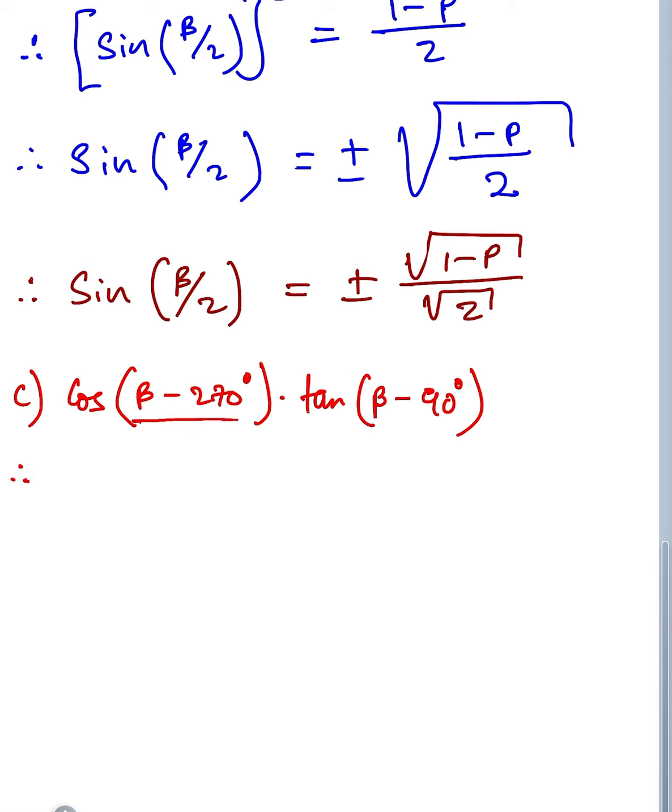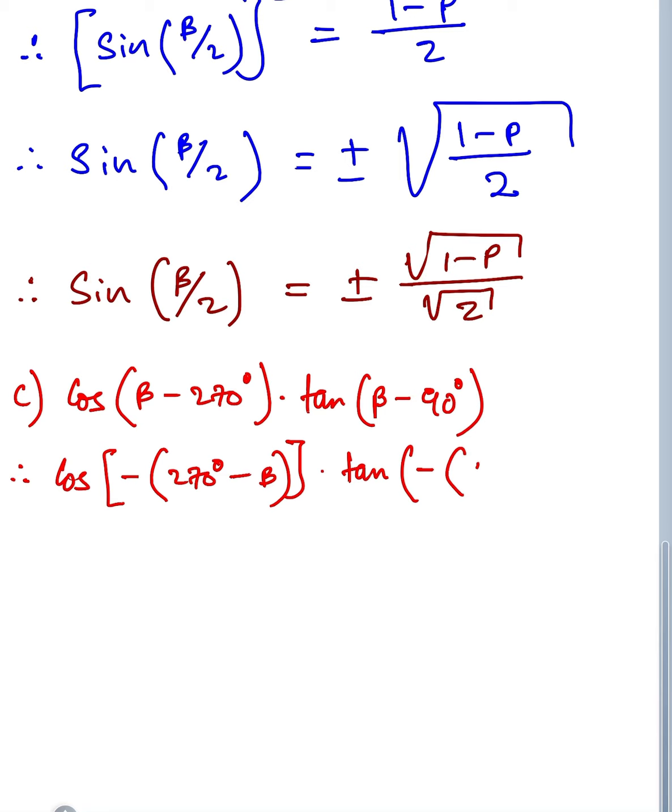Because this one is not really a standard form, I'm going to apply some algebra again to say, well, that is basically the same as a negative of 270 degrees minus a beta. Is basically the same stuff. I just took the negative out. You see why I'm doing that. Multiply by the tangent of, I do the same stuff. I'm gonna take the negative of 90 degrees minus beta, and then like that.